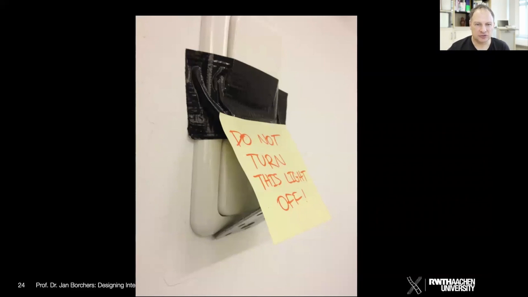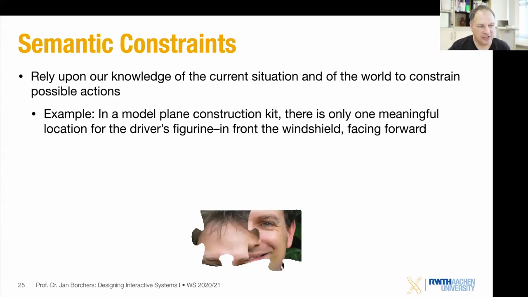Next up, semantic constraints. Semantic constraints are a little more subtle. They actually rely on our knowledge of the situation and the world to constrain possible actions. So no longer is there a physical barrier to doing what we want to do, but if we look at it and think about it, our meaning of the world basically tells us, that's why it's called semantics, that it doesn't make sense. The example Norman uses is in a model plane construction kit. There's only one meaningful location for the driver's figurine, in the front, right behind the windshield, and facing forward. Even if it fits in different ways physically, it doesn't make sense.